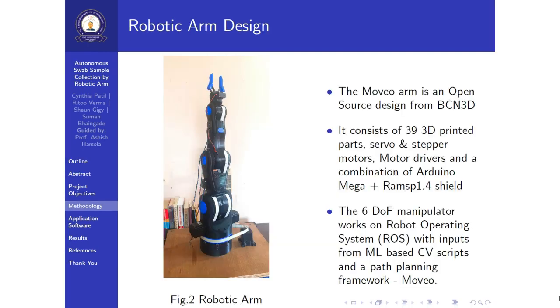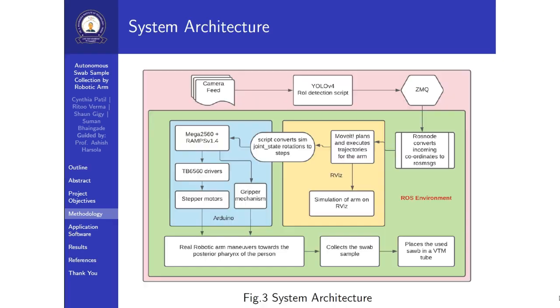This is the design of our robotic arm, which is an open source design from BCN 3D called the Movio arm. It consists of 39 3D printed parts, servo and stepper motors for actuation, and motor drivers, and a combination of Arduino Mega plus a RAMPS 1.4 shield enables the control of the system. The 6 DOF manipulator runs on ROS with inputs from ML-based computer vision scripts and a path planning framework, MoveIt.